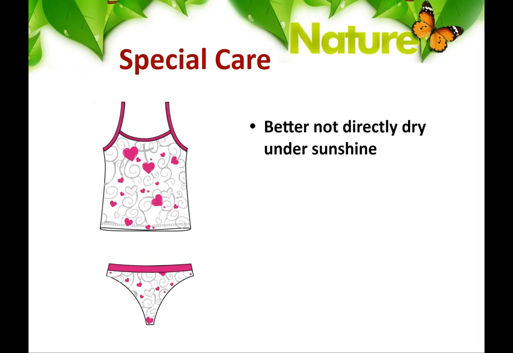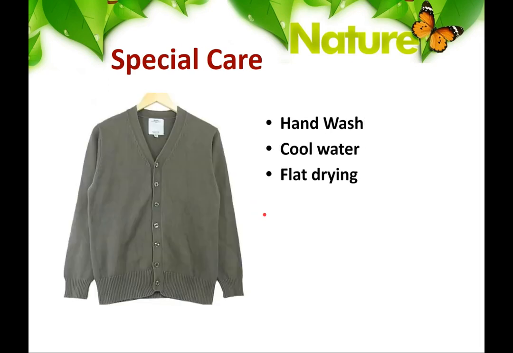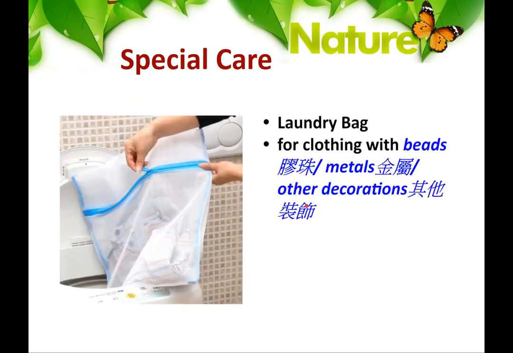All right, I have also some things to remind you that for swimming suits, because they are made from man-made fabric, they are elastic. It is better not to dry them under direct sunshine because they will break easily. And for woolen fabric, it is better to wash it by hand in cool water and use the flat drying method. You may also put the clothes inside a laundry bag to protect them because some clothes may have beads, metals, or other decorations.